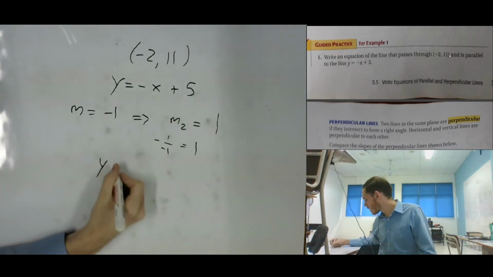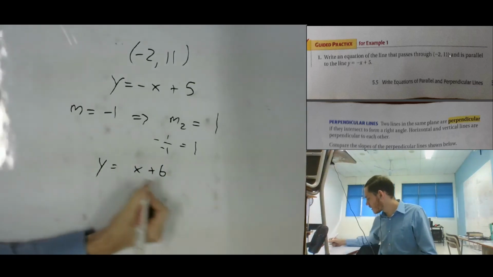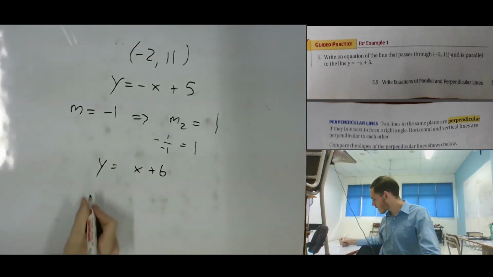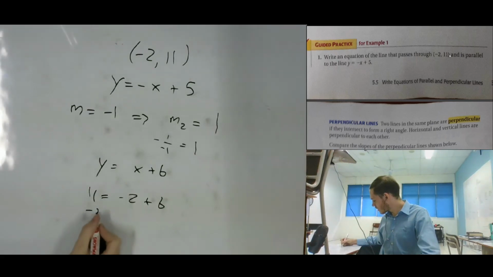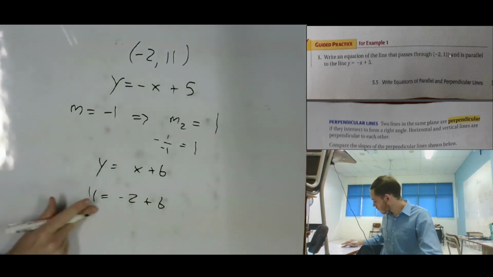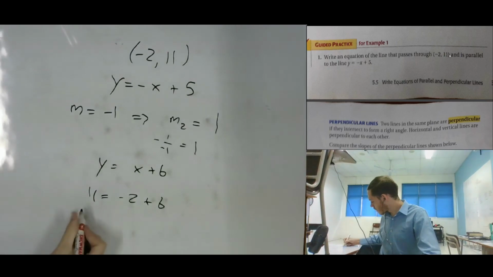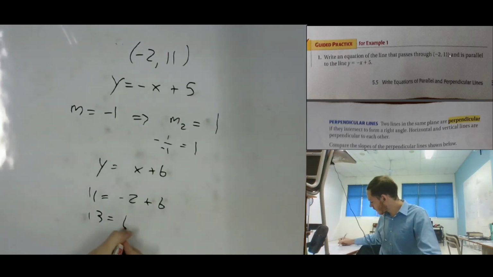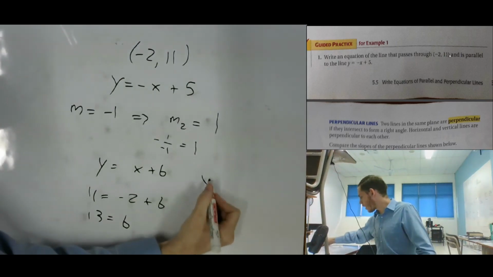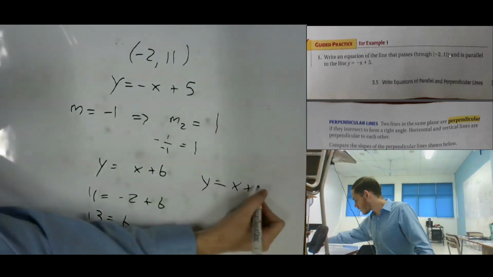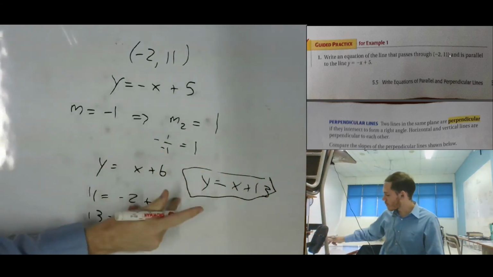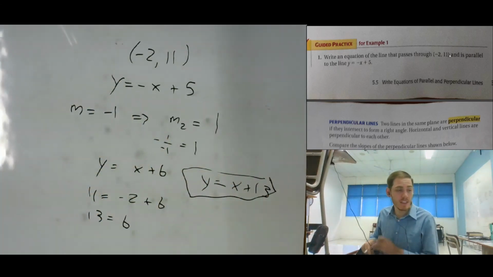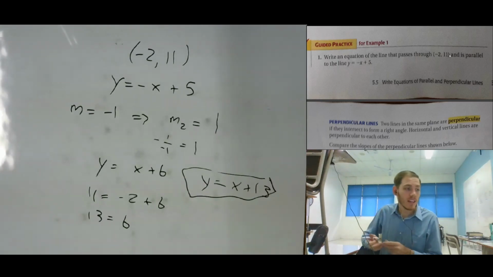So we get y equals x plus b. Plugging in y and x, we get 11 equals negative 2 plus b. So 13, sorry, not negative. 13 equals b. So our answer is y equals x plus 13. And that would be our answer for the line perpendicular to this line. That's it for now.